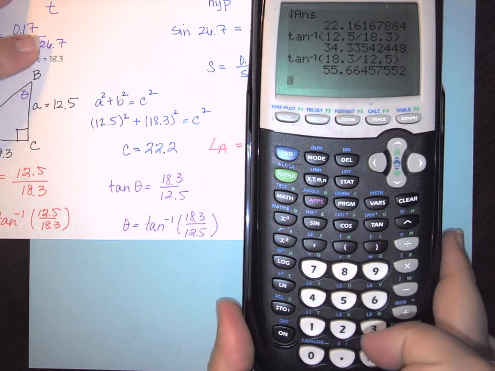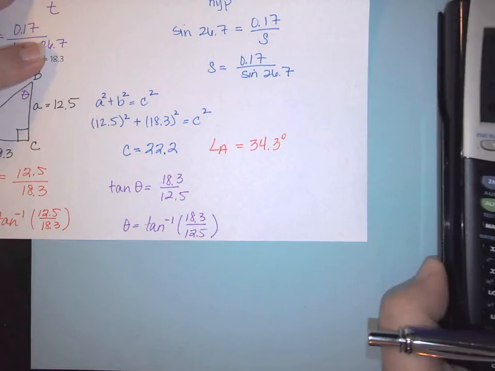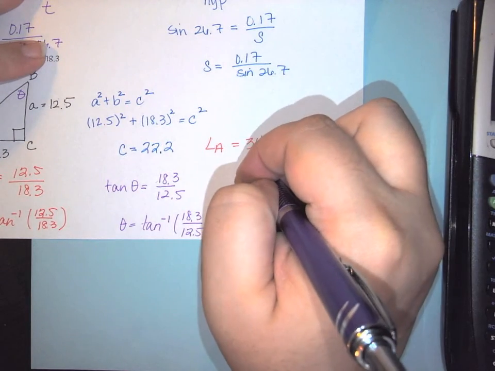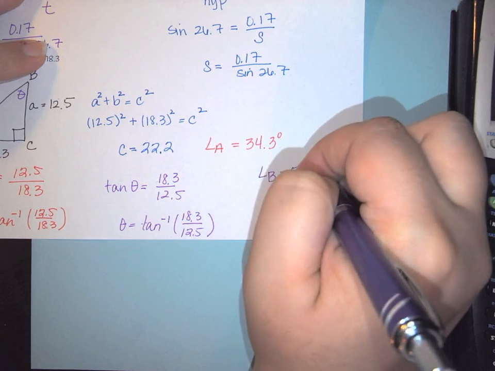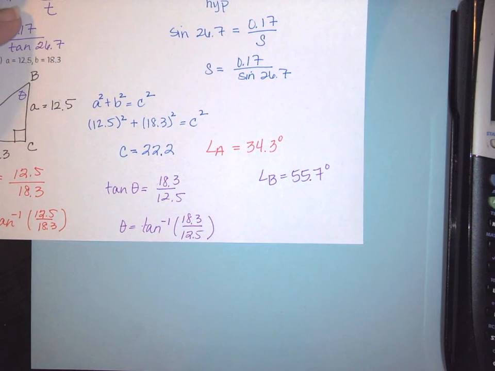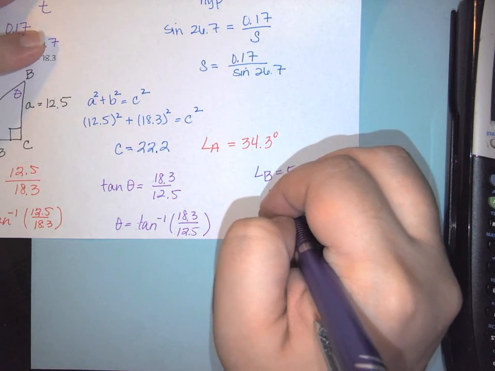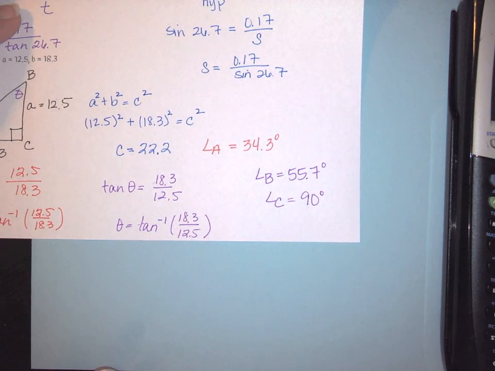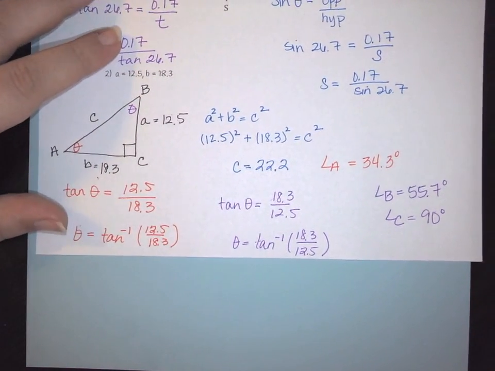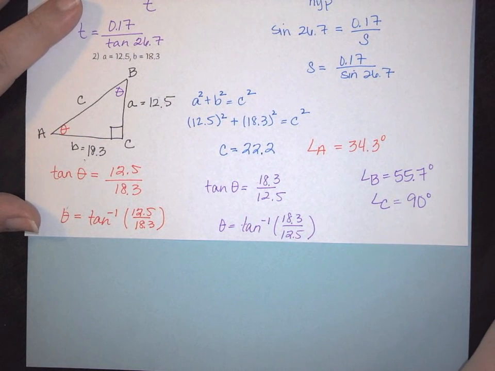So here we're going to end up with 55.7. So here we've got that angle B is going to be 55.7 degrees. Now the last thing that we know is that angle C was my 90 degrees. And so there that is, in a nutshell, everything that you would need to know in order to solve right triangles.